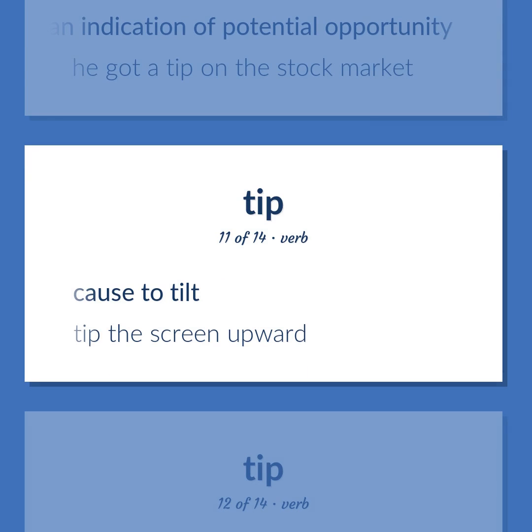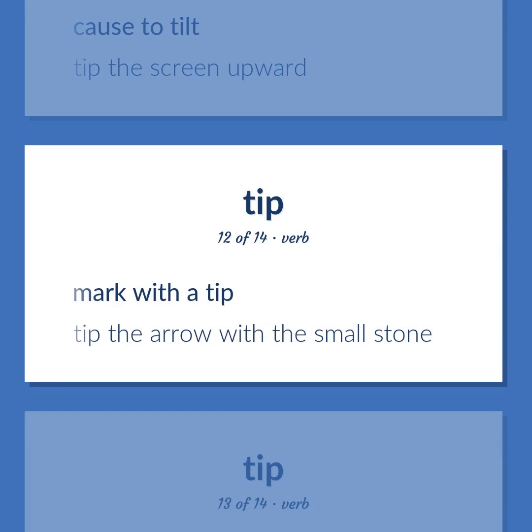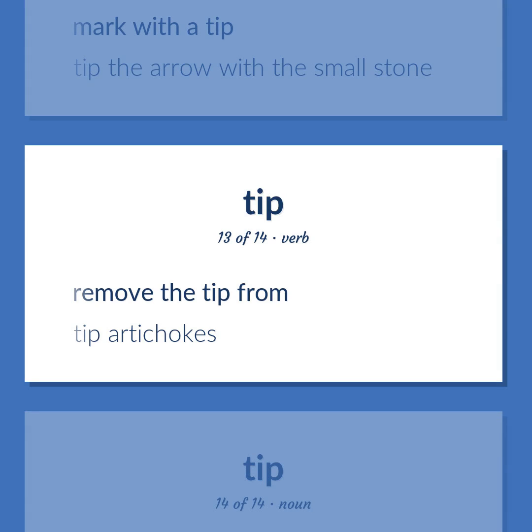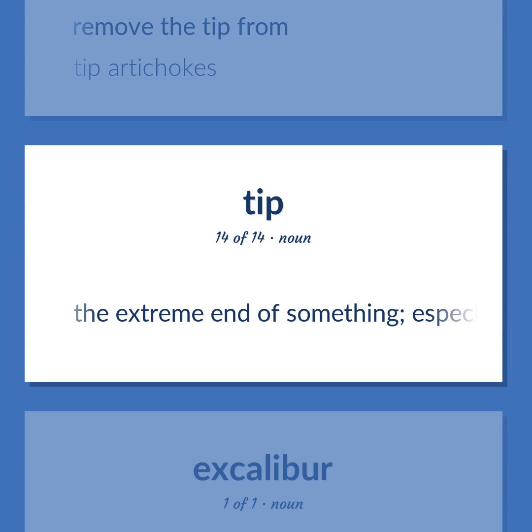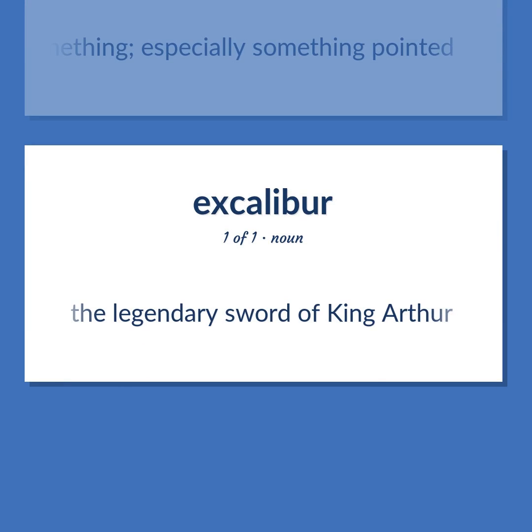Cause to tilt. Tip the screen upward. Mark with a tip. Tip the arrow with the small stone. Remove the tip from. Tip artichokes. The extreme end of something, especially something pointed. The legendary sword of King Arthur.